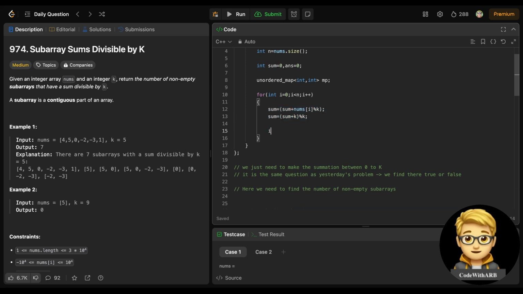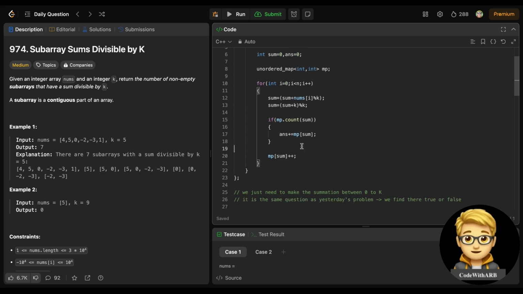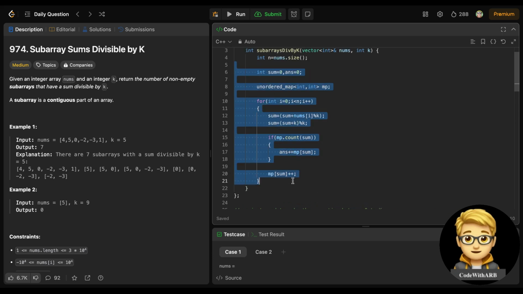Now what I will do, simply, if this sum is available in my count, I will just add the number of occurrences. Otherwise, I will just simply add it here. That's the simple answer here, right? So if you see, this implementation part is just the same.